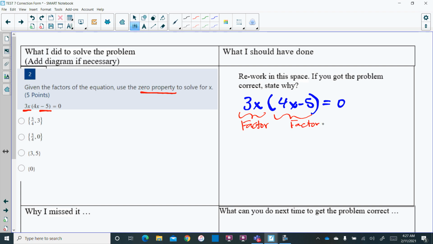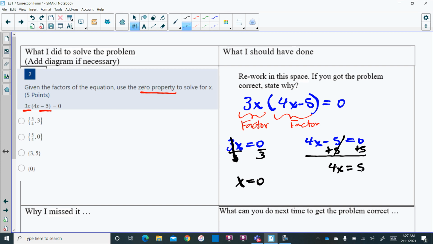So there wasn't a lot of work here. What you needed to do was make the 3x equal to 0, and then make the 4x - 5 equal to 0, and then solve for x. Well, on here, even if you didn't see this, x equals 0 here. On the second factor, you had to add 5 first, and that would have given you 4x = 5, and then you would have divided by 4, and so x = 5/4. And so our 2 solutions, our 2 values for x were the following.